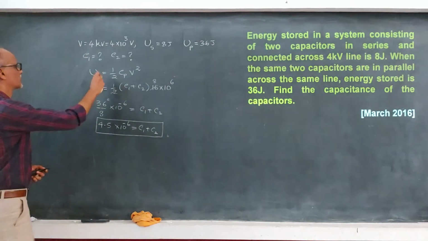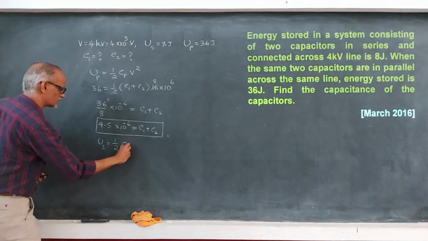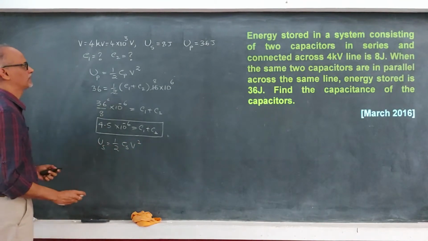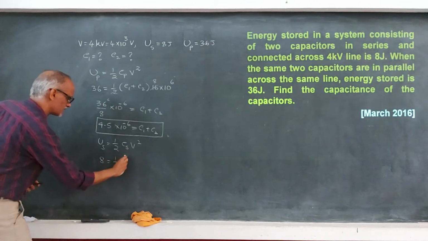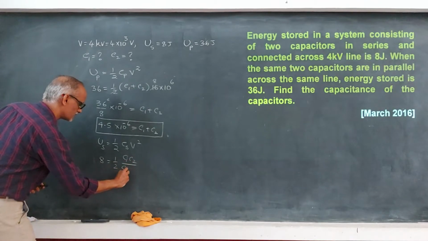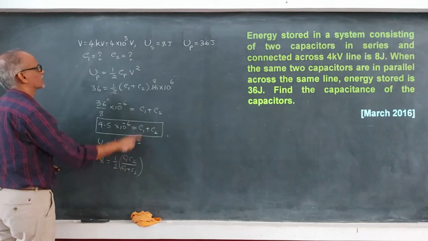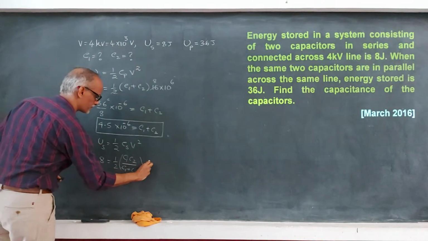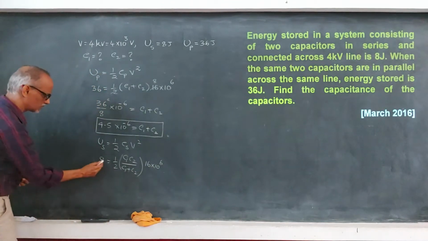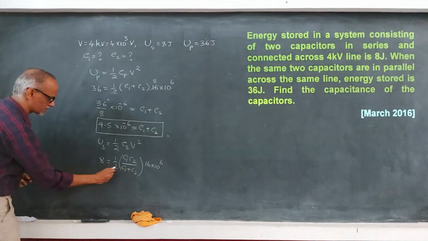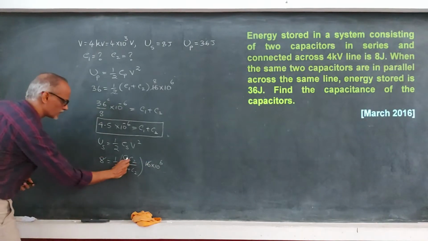So, we will use one more equation for series combination. Us is equal to half Cs V square. The value of Us is 8. That is equal to half. The value of Cs is C1 into C2 by C1 plus C2 into the value of V square of it, which is 16 here, into 10 to the power 6. Now, 8 2s are 16 here, correct? So, this will get cancelled, right?